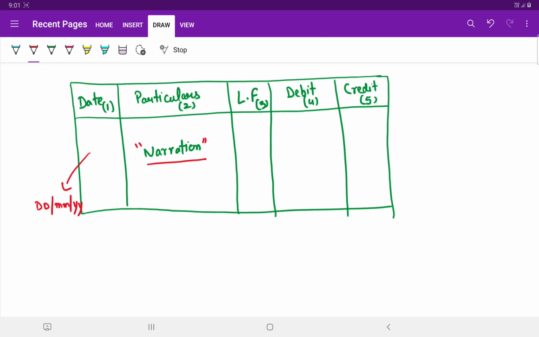Then comes the third column, that is the LF. This is where the page number of the ledger is given when the transaction is posted to the ledger. Till that time this column remains blank.